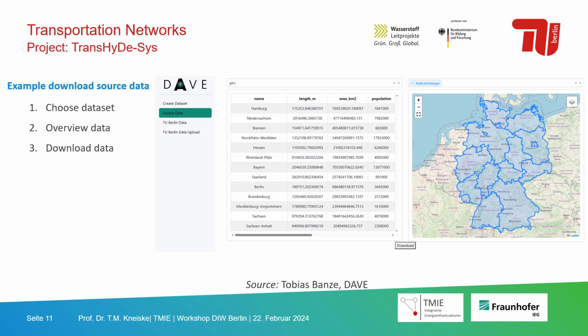For the project, we generated a special project graphical user interface with two main functionalities. First, you can download what we call source data, so data which come directly and unchanged from different sources. Here, for example, the information on the federal states. In DAVE, you can see the data on the map on the right side, but also the table with the information on the left side. Then you can download the data.